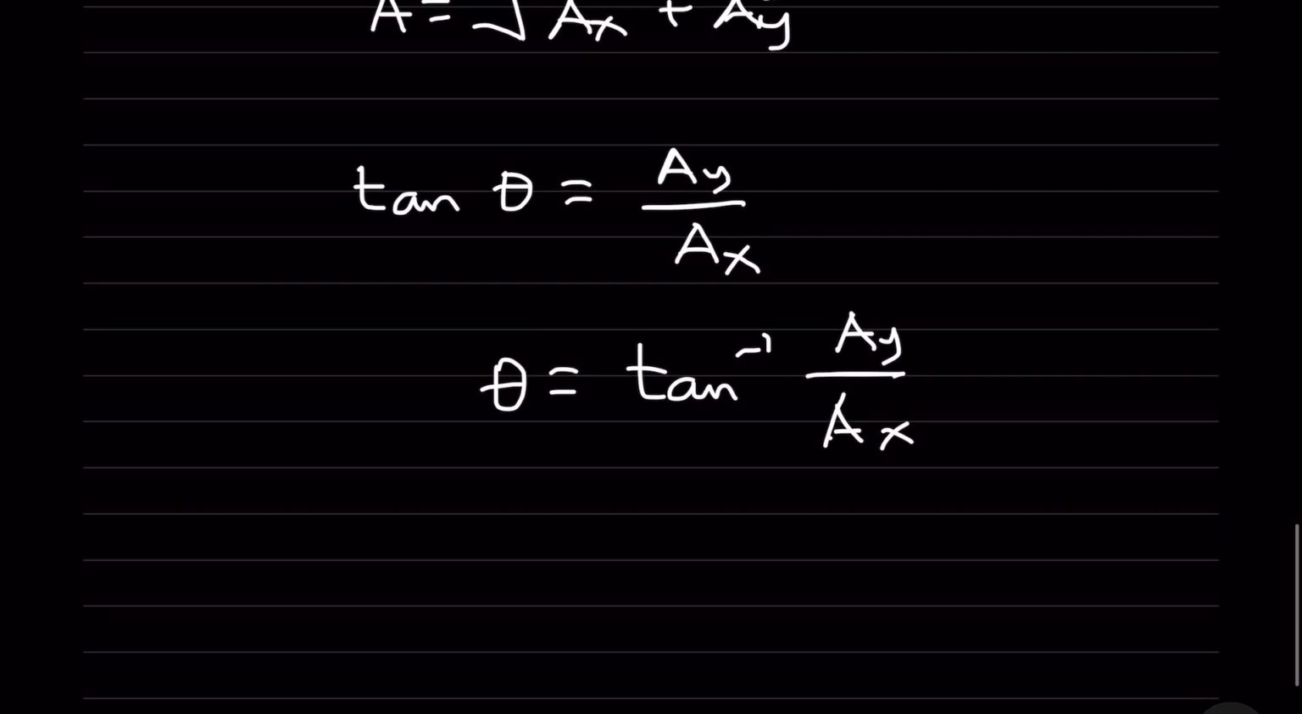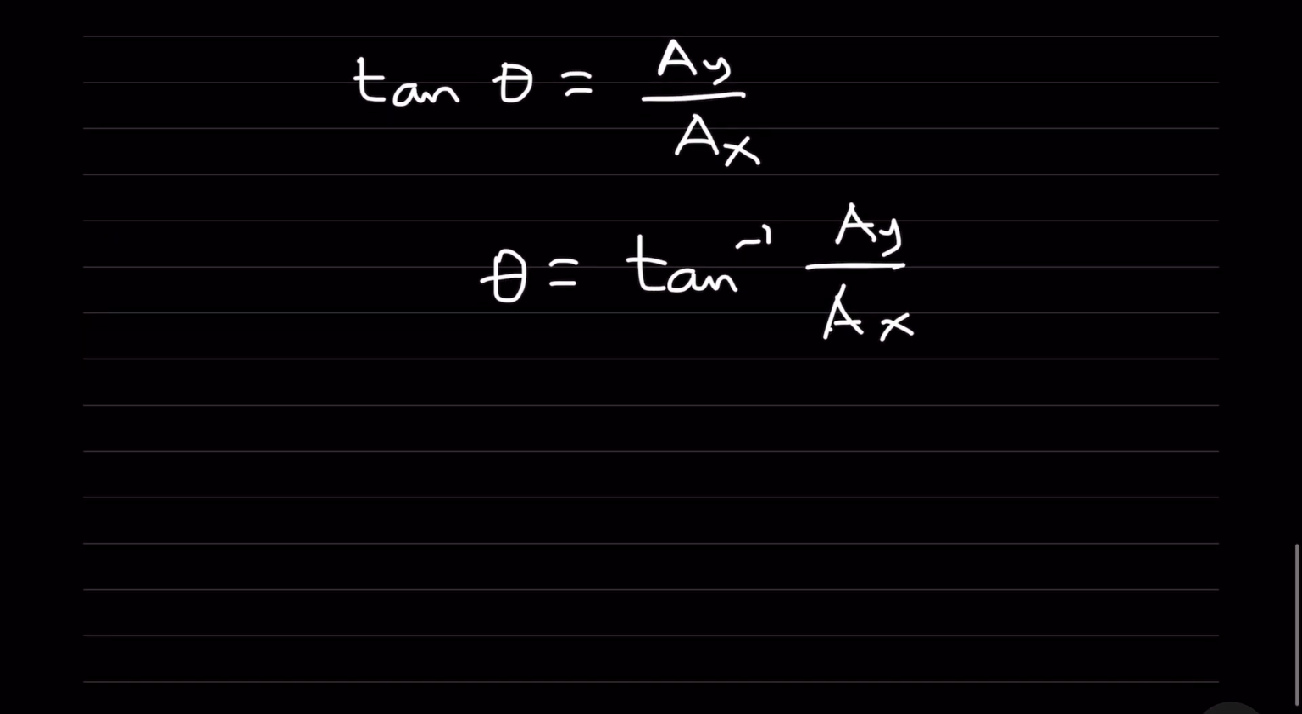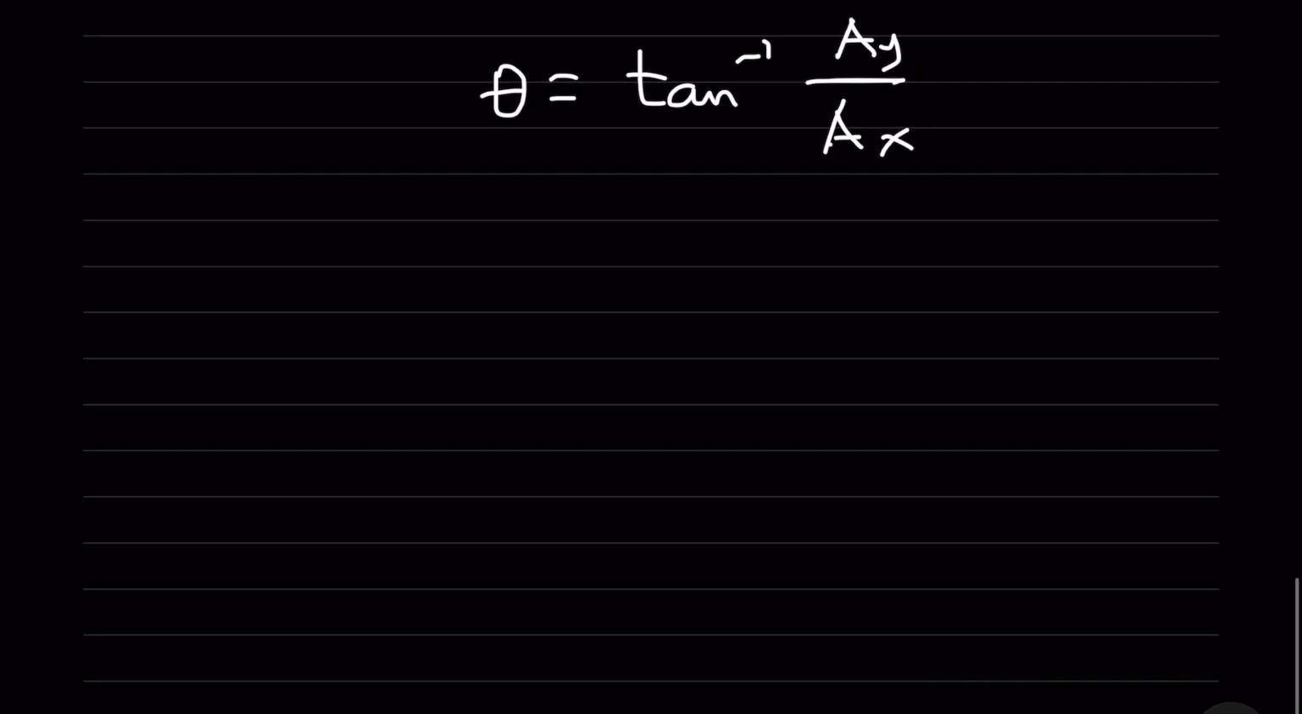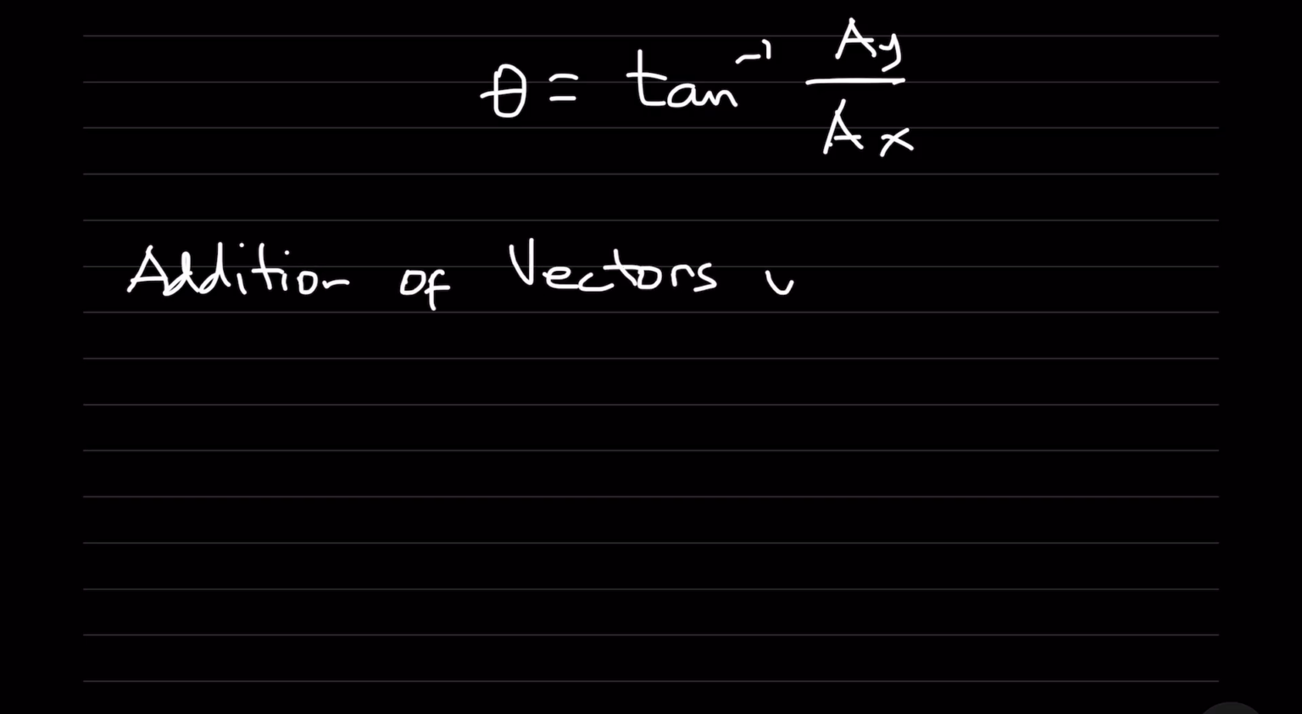So now that you know how to find the components of the vector and how to use these components to find its magnitude and direction with respect to the positive x-axis, let us now discuss how to add vectors using the analytical method.